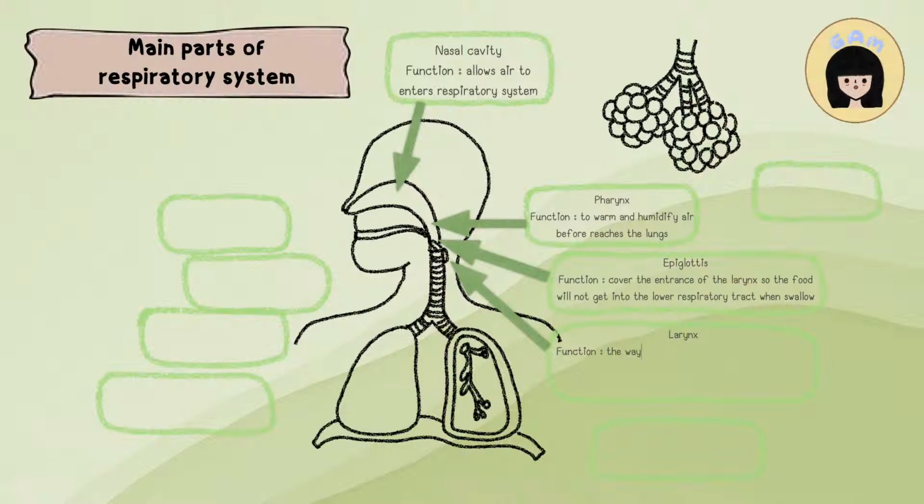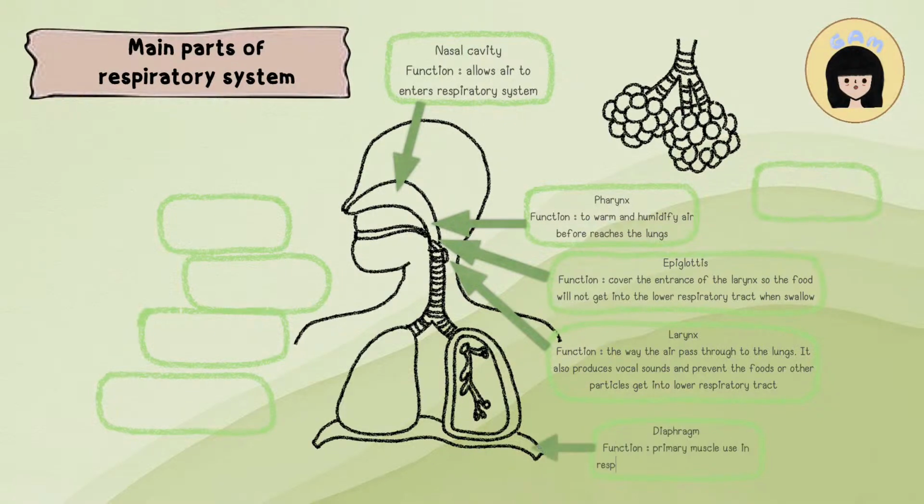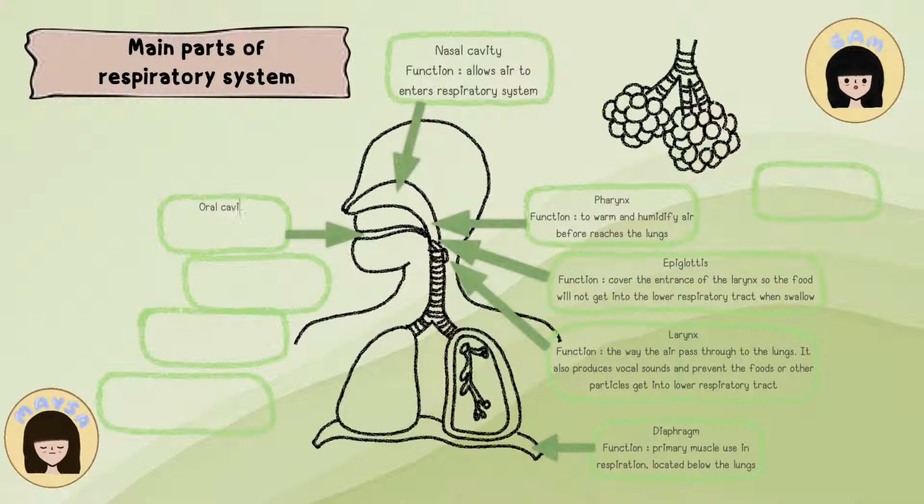Larynx function: the way the air passes through to the lungs. It also produces vocal sounds and prevents food or other particles from getting into the lower respiratory tract. Diaphragm function: primary muscle used in respiration, located below the lungs. Oral cavity function: work for the nasal cavity if needed.